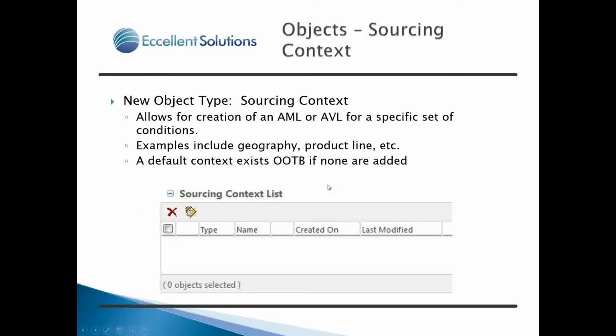You can also set them apart by a product line or different types of manufacturers or vendors as well. Out of the box with Suma installed, you will get a default sourcing context list, which you will not see in the list here. It just exists in order for you to create AMLs and AVLs in general.